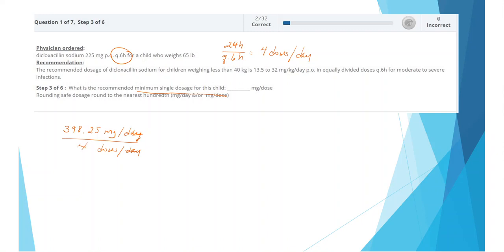So then I want to divide the 398.25 by 4. And that gives me 99.56 milligrams per dose. Okay, so this is our minimum amount that we can give the child. If we give any less than this per dose, then we're not treating the child. We're under-medicating.